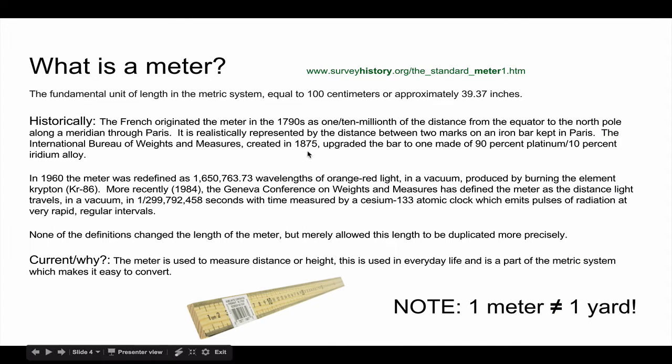The meter used to be a distance basically from the North Pole to the equator. Now it is defined as basically how fast the speed of light moves in a certain amount of time. Okay, so this gives you that definition, but now we're talking about how far light would move in X amount of seconds for the meter. Again, that keeps the standard very consistent.